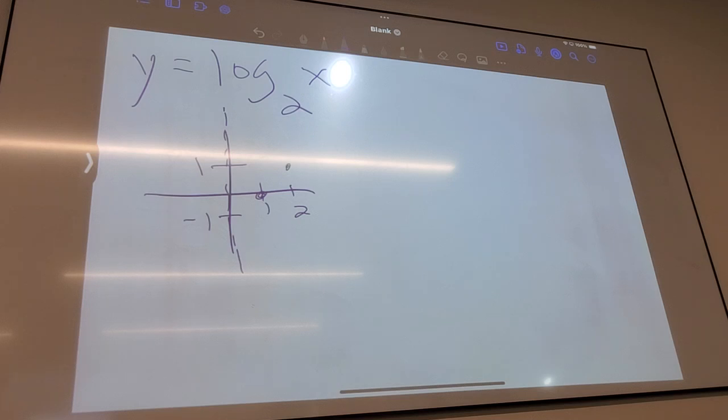So with that in mind, what is log base 2 of 1 half? What do you do to 2 to make it become 1 half? Raise it to the negative 1 power. And then you can see that it is approaching the asymptote, and it is growing very slowly.